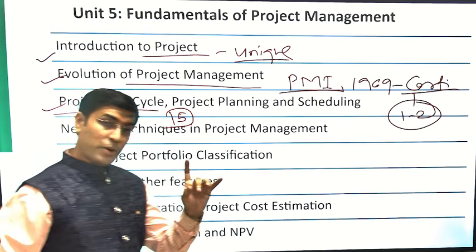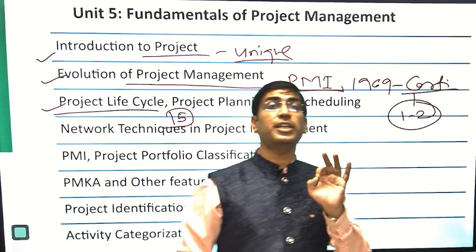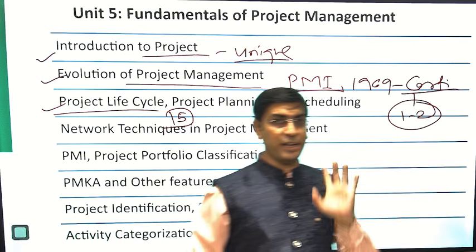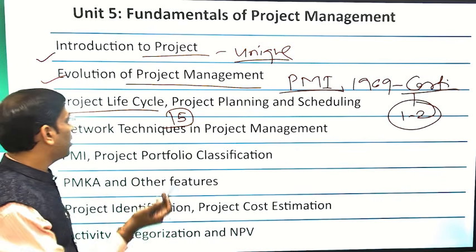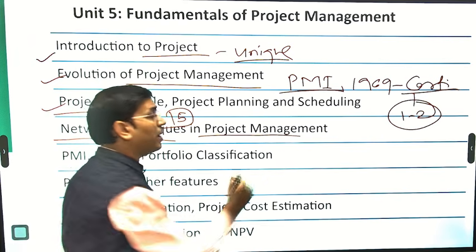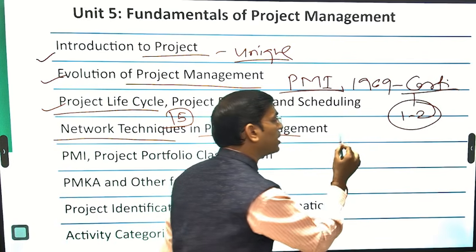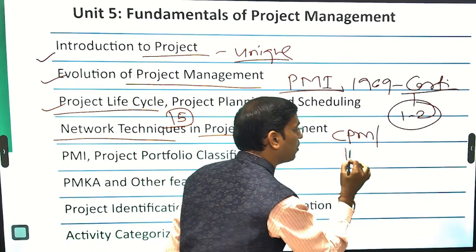Okay, and keep into account, projects are just temporary, they are not at all permanent in nature. Once they are achieved, we have to dissolve the particular constraint. Okay, network techniques in project management. Different types of network techniques, probably CPM and PERT are the most important ones.